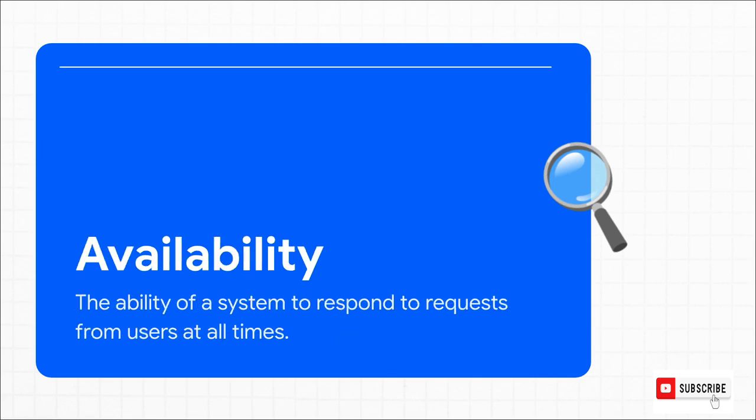Next is A for availability. This one's all about being always on. It means no matter what, when you make a request, whether it's checking your feed, posting a comment, or looking at your bank balance, you will always get a response. The service just doesn't go down.